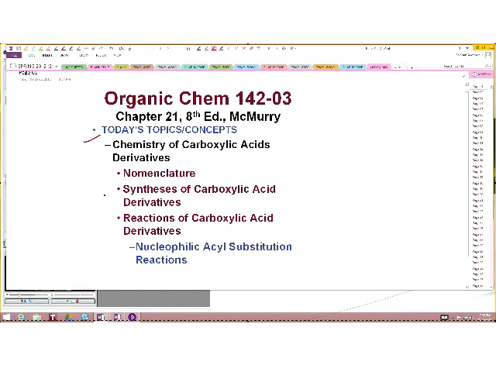For the most part, in this chapter I'm going to combine the synthesis and nomenclature rather than doing them separately. And then we will discuss the reactions of the various carboxylic acid derivatives. More specifically, we are going to discuss nucleophilic acyl substitution reactions.